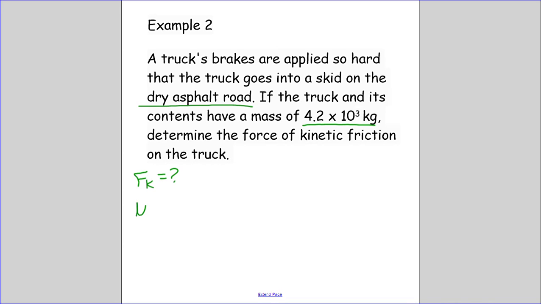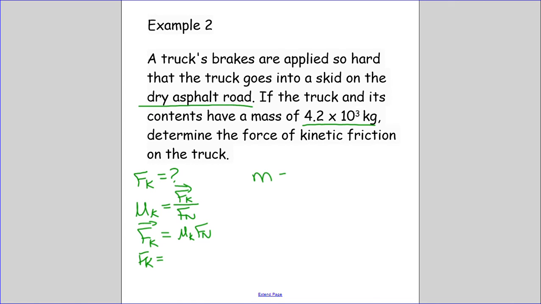So in this case, it's asking for the force of kinetic friction, which we don't know. But we do have this formula, mu k is equal to Fk over Fn, that I can rearrange to solve for Fk. So Fk is really just equal to mu k multiplied by Fn. So they multiply each other to solve for it. So we need to figure out a couple different things before we can proceed to figure out what the force of kinetic friction is.